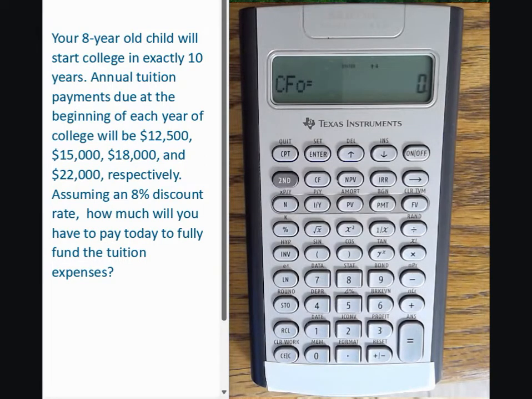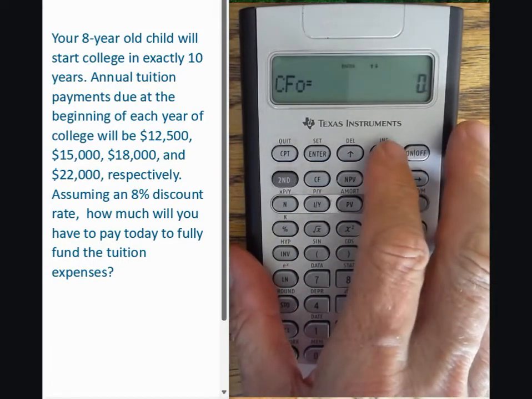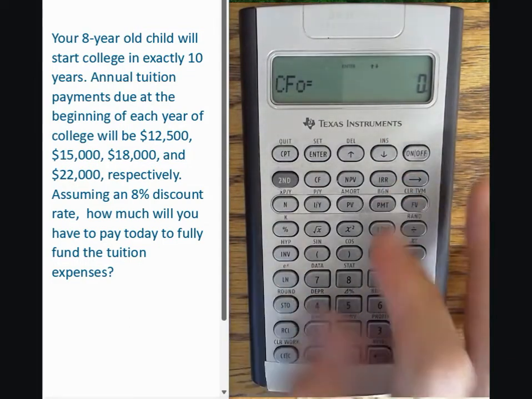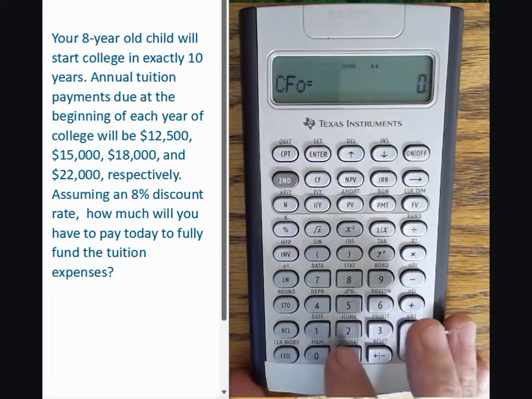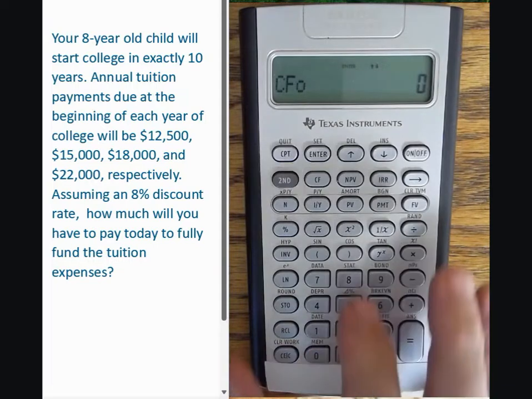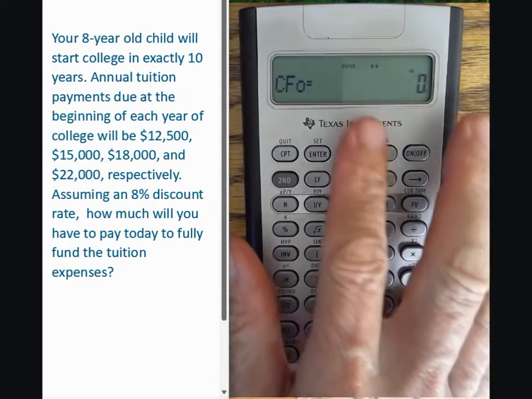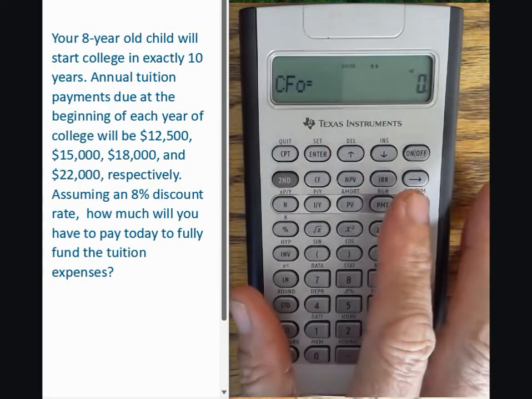So what we want to do is imagine that we have these cash flows on a timeline, and looking at the particular problem I've got here, your 8-year-old child's going to start college in exactly 10 years. You're going to make cash flow payments beginning in 10 years. So nothing is happening today. I would put in 0 for the cash flow today. I already have that in there, but if I didn't, I would press 0 and then make sure you press the enter button. You need to see that equal sign or your number wasn't accepted.